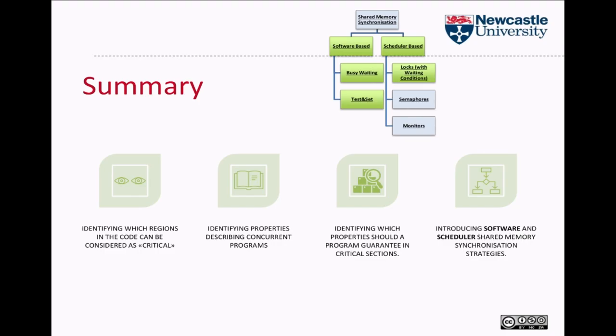Then you need to identify which properties a program should guarantee in critical sections, because it's not irrelevant that I have properties, but problems of programs, and to define critical sections. But then I need to know which are the things that need to be guaranteed. And then we're going to introduce some kind of software scheduler, shared memory synchronization strategies, by using so-called design patterns on top.